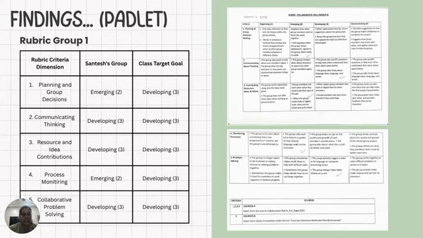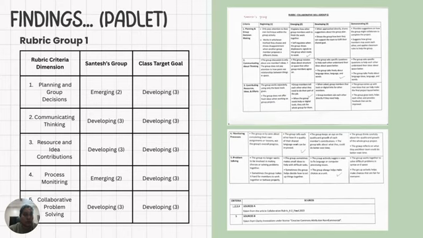Findings part. This was gathered based on the Padlet activity where the students are supposed to make sentences using the prepositions based on the picture given. Okay, here we attach the rubric that we used for group 1 and the marks given based on this rubric. Okay, let's go into the findings. For the first criteria, planning and group decision, this particular group got 2, and the class target goal is 3.